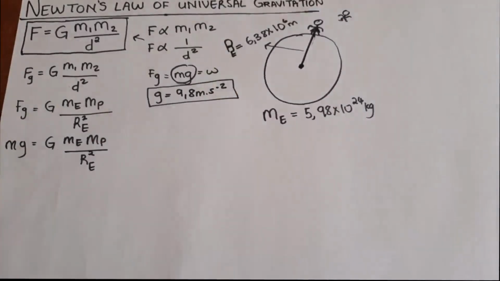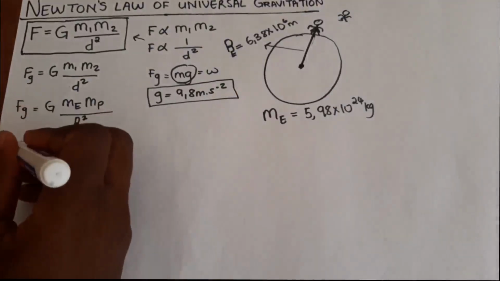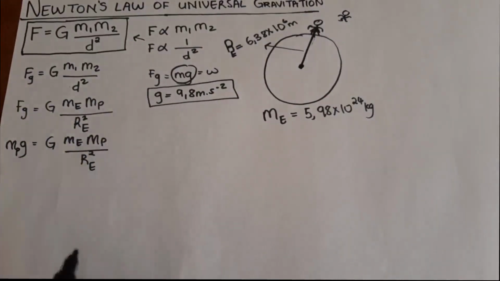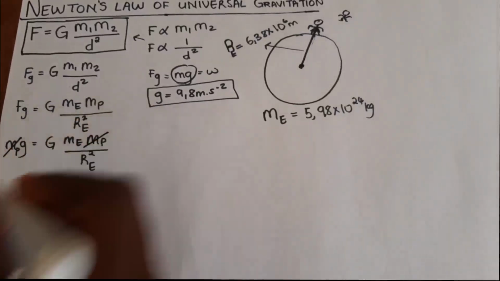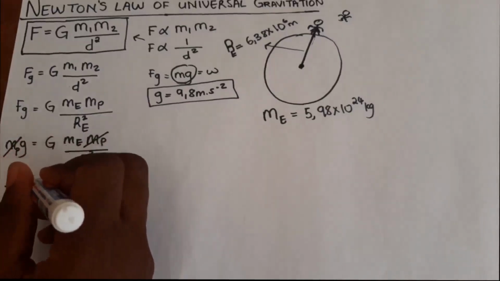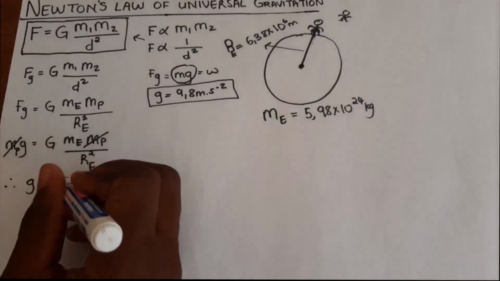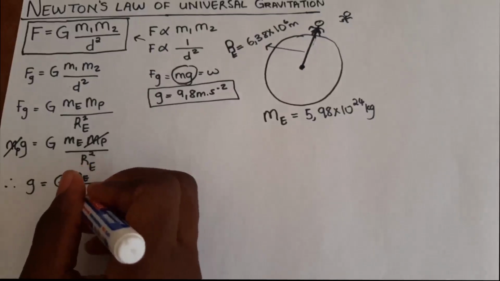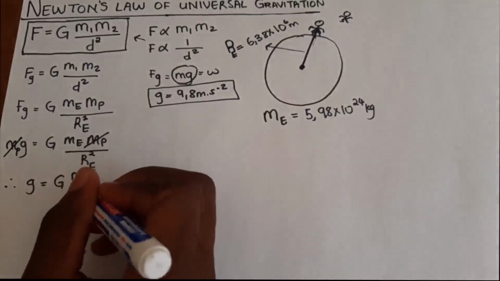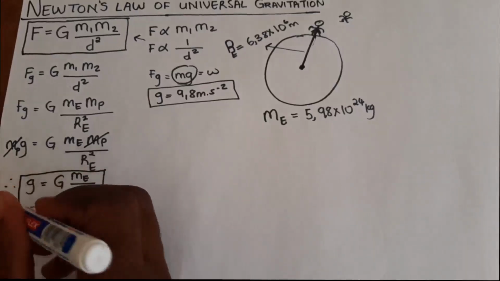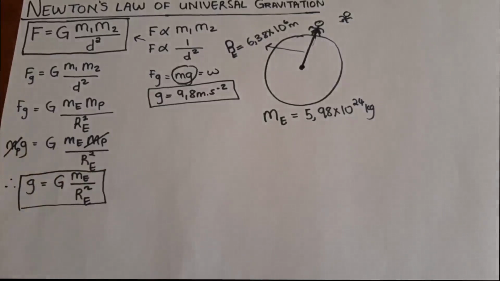So this must be the mass of that person multiplied by the gravitational acceleration, which is equal to 9.8. As you can see, the mass of the person cancels the mass of the person on this side. They're the same thing. Therefore our gravitational acceleration will be equal to the gravitational constant times the mass of the earth over r e squared. So this becomes our formula for the gravitational acceleration.